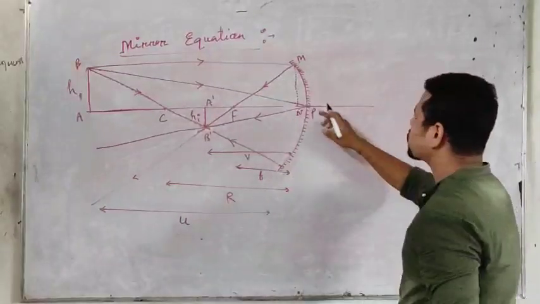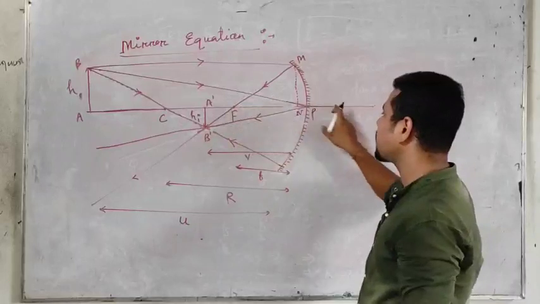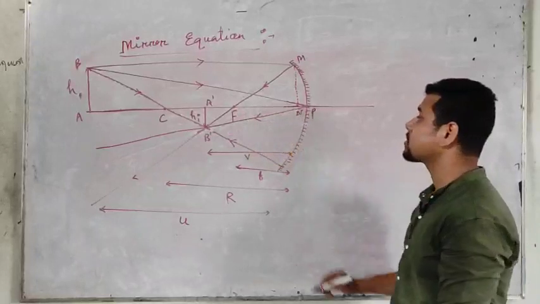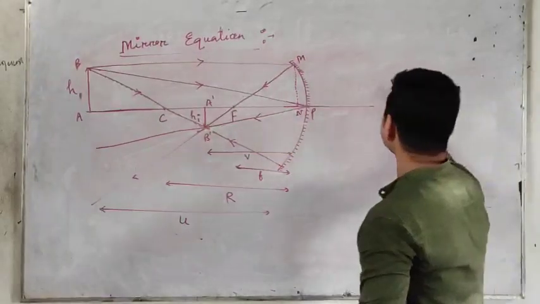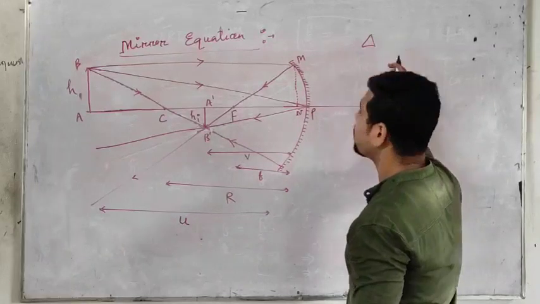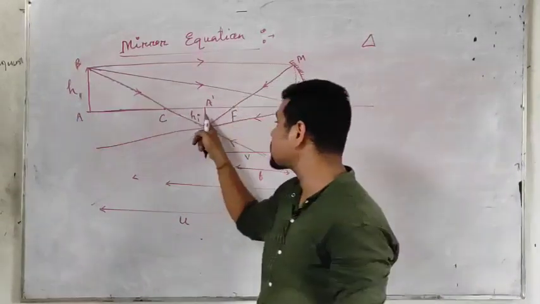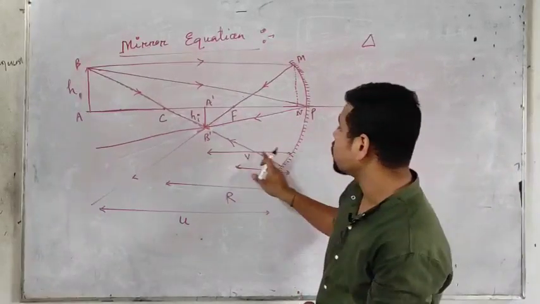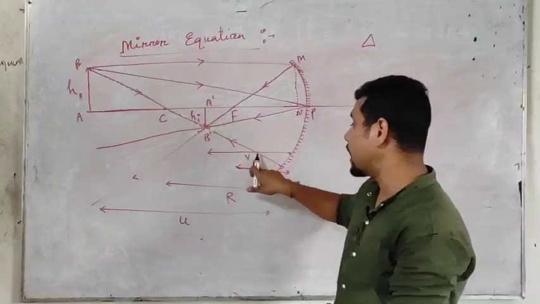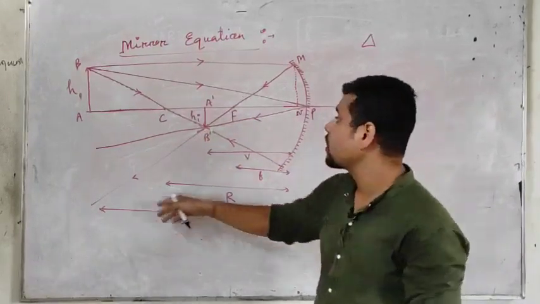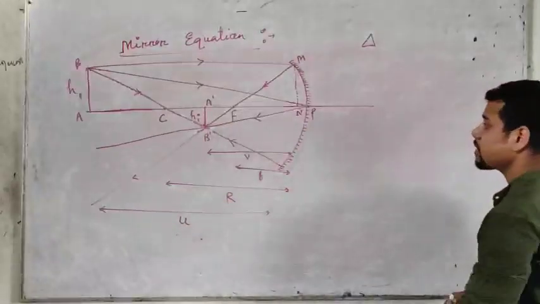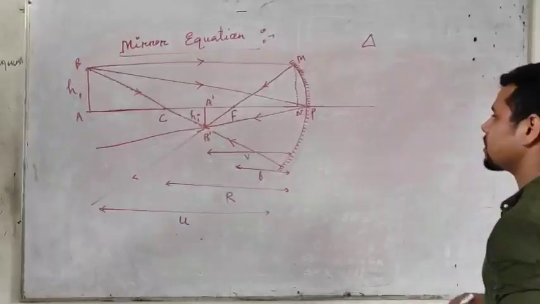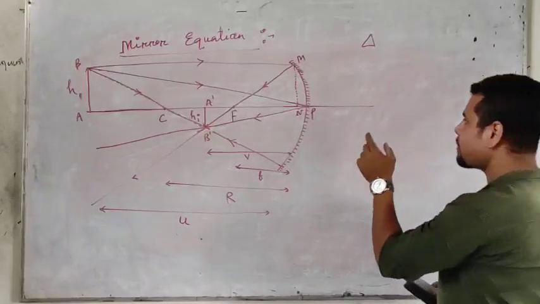So let us draw a perpendicular on the principal axis. MN is perpendicular on the principal axis. Here HO is the object height, HI is the image height, and the distance from P to this point A prime is your image distance, and from P to A point is your object distance, from P to F is your focal length, and from P to C is your radius of curvature. Okay.